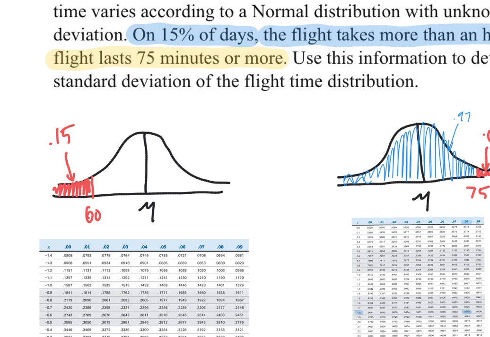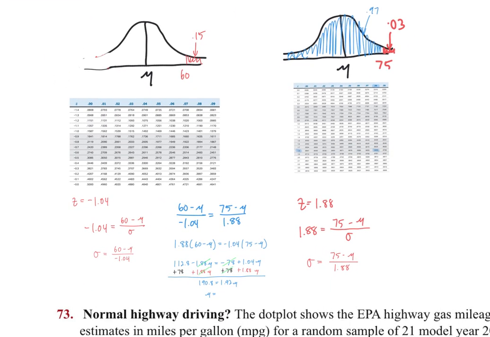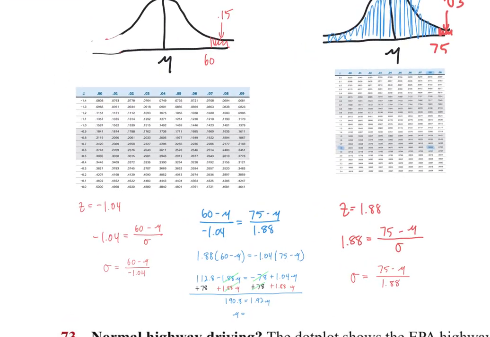Okay, so this is a mistake. It shouldn't have been less than here. Okay, it should have been more than. So the 60 should have been somewhere over here, and this was 0.15. Okay, so let's fix that. We would have gotten the same value.